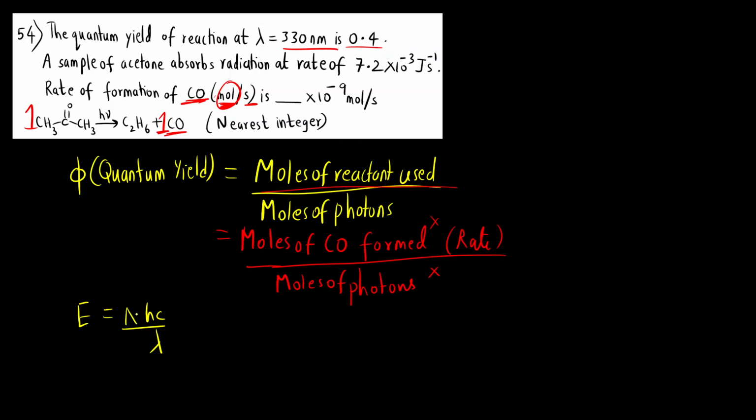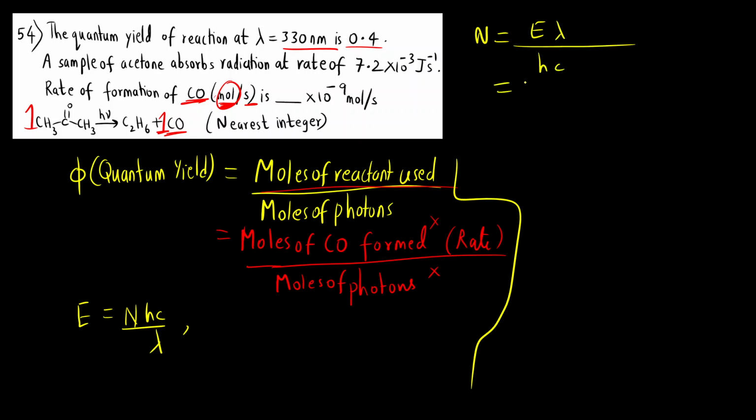But we don't know the number of photons. First, we will find out the number of photons. N will be right here above. N is E into lambda divided by Hc. Energy is given. Energy is 7.2 into 10 raised to minus 3 joule per second, into wavelength. It is in nanometer, 330 nanometer.